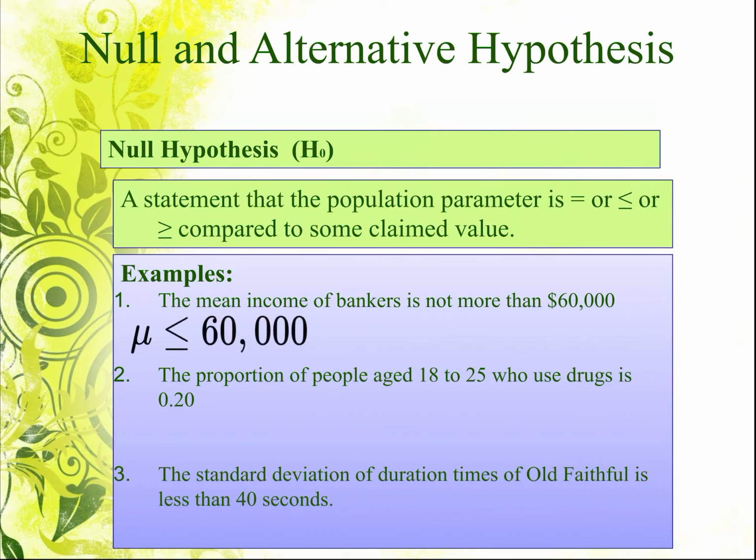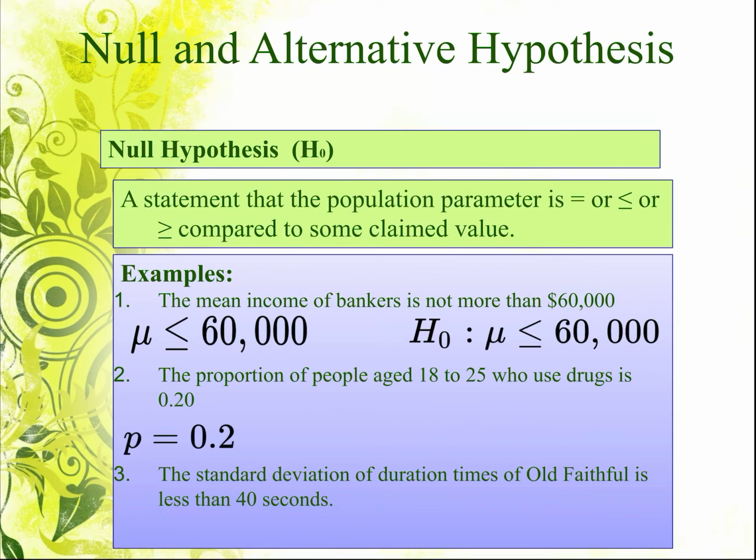Now let's convert these into the null hypothesis. The mean income of bankers is not more than $60,000. Since we're discussing mean, we're going to use the letter we've been using all semester, mu. Not more than means it's less than or equal to the $60,000. So since this has an equals statement, our null hypothesis would be mu is less than or equal to 60,000.